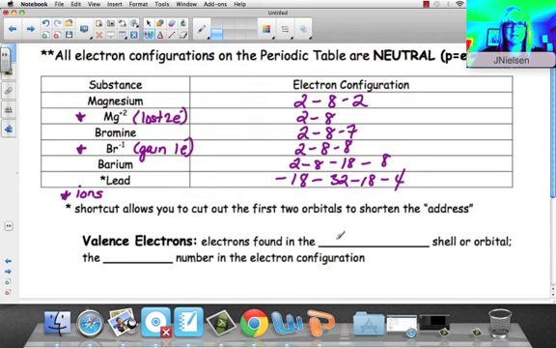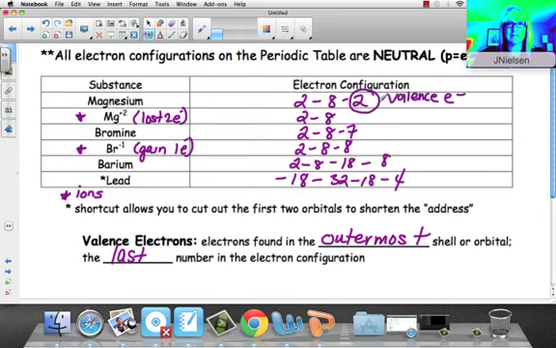Valence electrons are electrons found in the outermost shell or orbital. It is the last number in the electron configuration. So for example, for magnesium, if you look here, this 2 would be the valence electrons, the number in the outermost configuration. And it is the valence electrons that are actually involved in bonding, which we'll talk about in another unit.